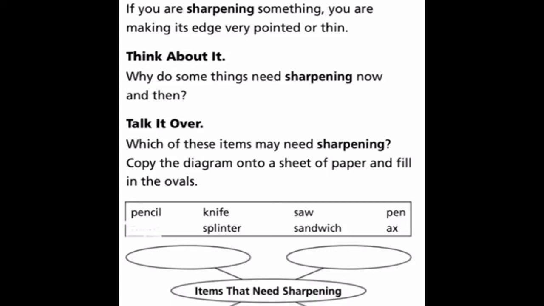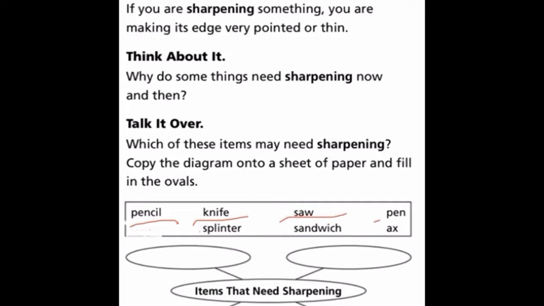Okay, let's look at the word pencil. Does it need sharpening? Yes, it needs sharpening. What about the word knife? What about the tool knife? Does it need sharpening? Yes, it has a special sharpener. Okay, what about the word saw? Does it need sharpening or not? No, it doesn't need sharpening.